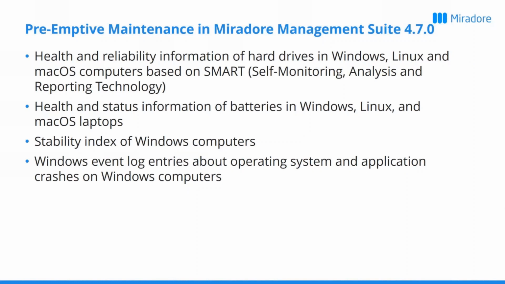And then we are also now collecting the Windows event log entries about operating system and application crashes on Windows computers. And actually you can configure it to get even more information from the Windows event log if you have something that you're interested in. And one notice also is that in the previous Miradore versions you maybe have done something similar already with the custom inventories, but now these things are part of the product directly.